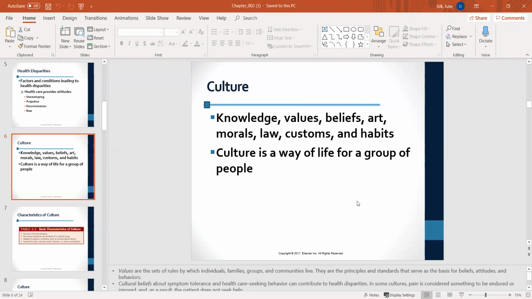For instance, in some cultures, pain is considered something to be endured or ignored. As a result, the patient may not seek help because of that. Also, some cultures attribute the signs and symptoms of illness as God's will or a punishment for some kind of bad behavior they did in the past. Can you guys think of a culture that thinks that way?